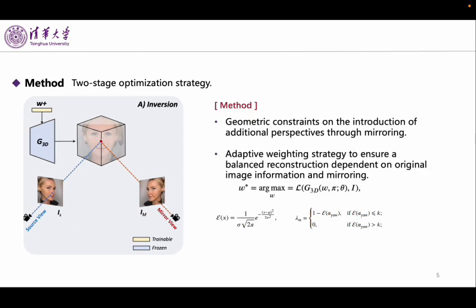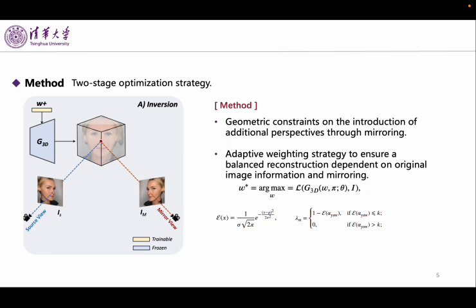In the first stage, we optimize the latent code W+ of the 3D GAN. Intuitively, we can figure out that the human face is a nearly perfectly symmetric object. Therefore, we can directly use a mirroring process to generate a pseudo view. The mirror view, along with the source view, can construct two views. The geometric constraints from the introduction of additional perspectives through mirroring can significantly restrain the geometric degradation.